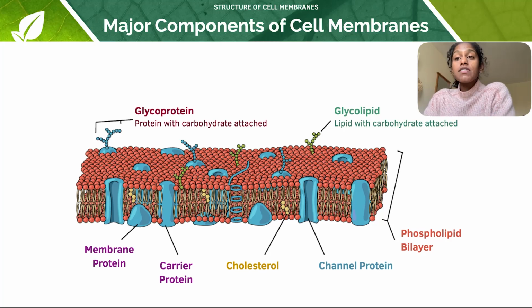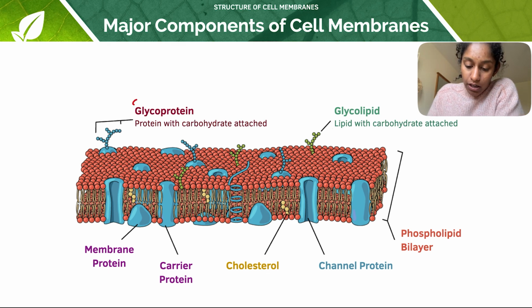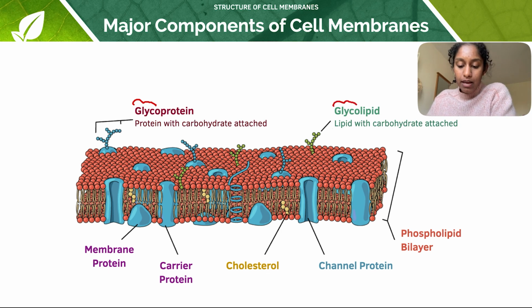Okay, so in terms of the other major components of our cell membrane, remember we've already talked about our phospholipid bilayer. We've already talked about some of our proteins. We also have our glycoprotein, which is a protein with a carbohydrate attached. We have our glycolipid, which is our lipid with our carbohydrate attached. So an easy way of remembering this is glyco means carbohydrate. Here we're talking about a protein with a carbohydrate attached, and here we're talking about a lipid with a carbohydrate attached. So that's quite nice and self-explanatory there.